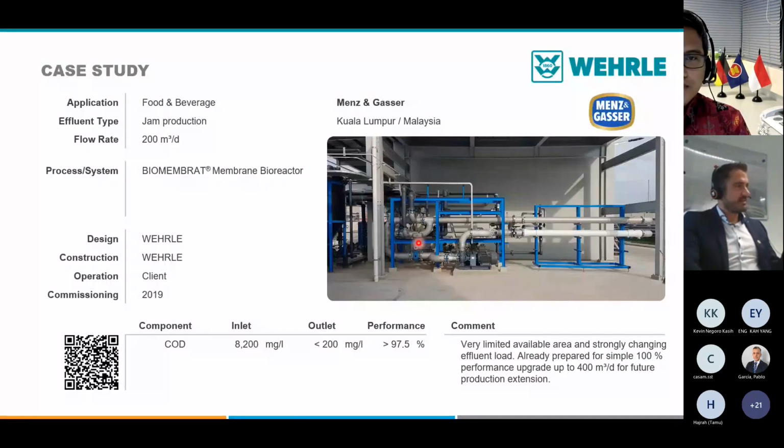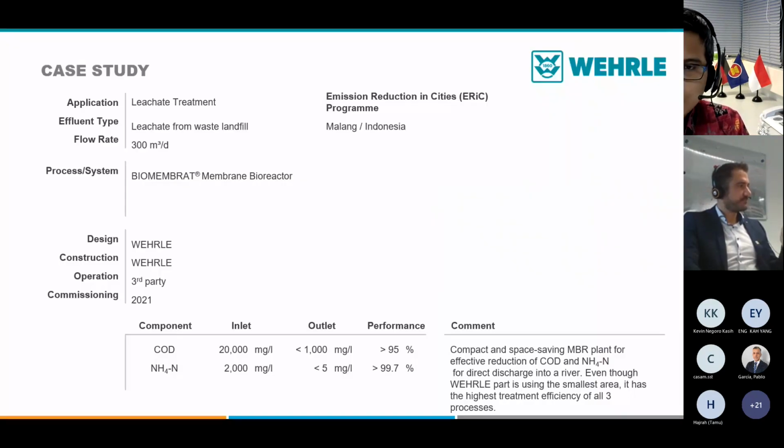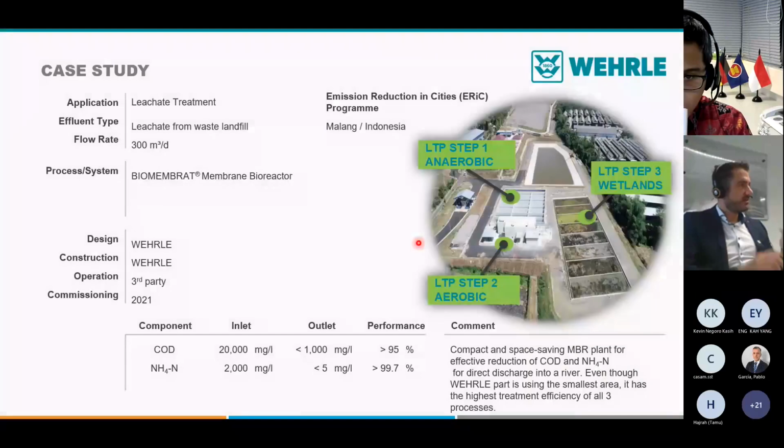Also a project, Gasa in Kuala Lumpur, a jam producer from Italy, where WEHRLE could install their biomembrane process. And finally, what we saw already, the 4 projects which we won in Indonesia.